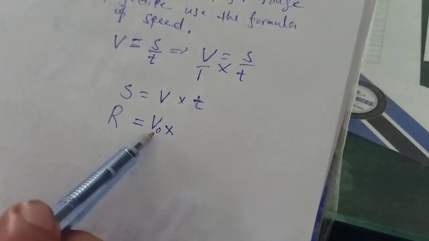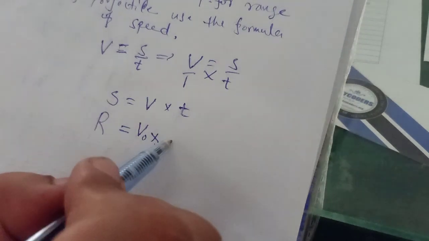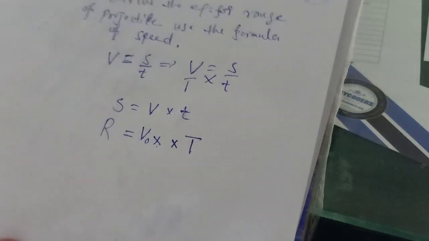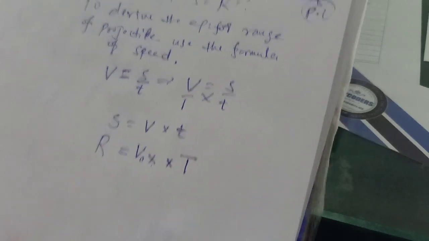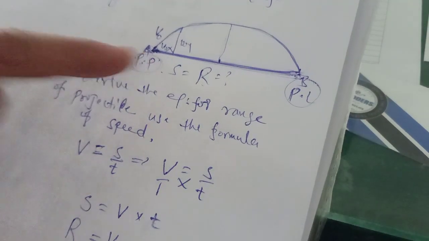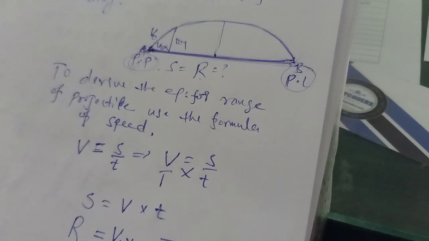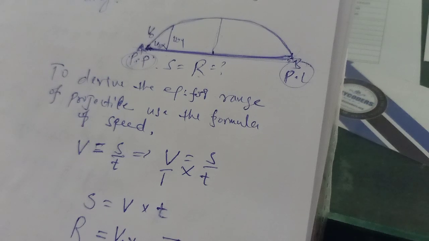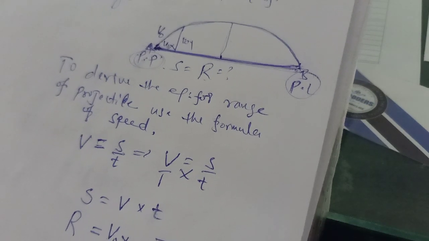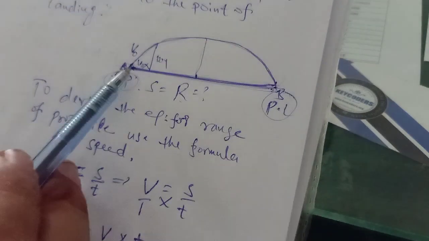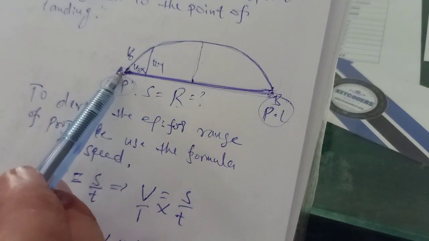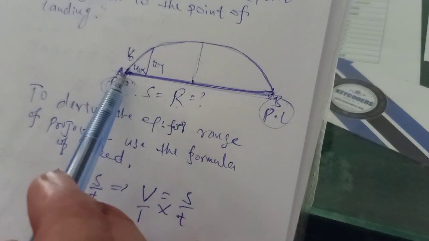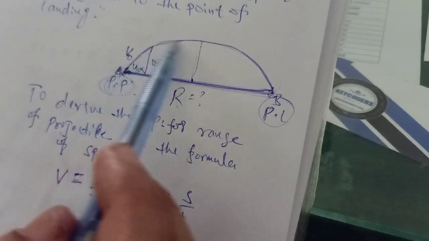So for V, we put V naught X. And what about T? Multiplied by T, T will be written as time of flight. Why time of flight? Because we are going through such a path which involves two points, the point of projection and the point of landing, from here to here. So this is the whole journey of projectile. These two points define the complete journey of projectile motion.